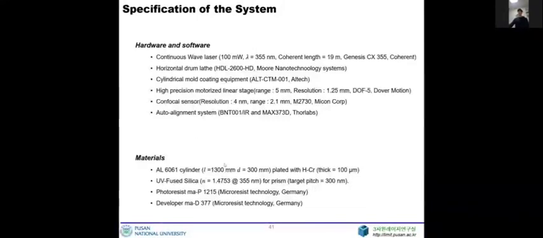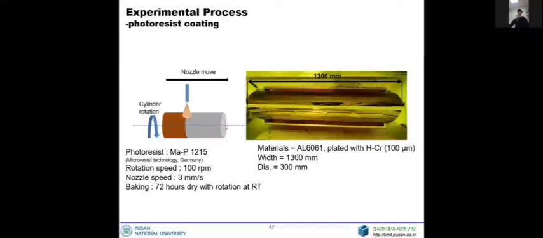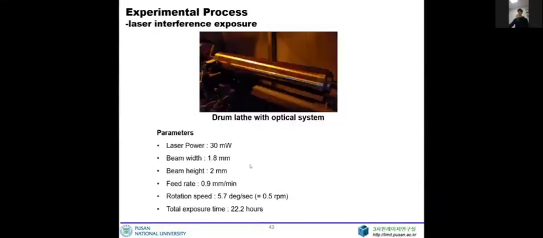These are the devices and materials used in experiments. Before laser exposure, the cylindrical mold was coated with photoresist by the spray coating method. The cylinder is chromium-coated aluminum with 1,300 mm length and 300 mm diameter. Parameters in the experiment are here.